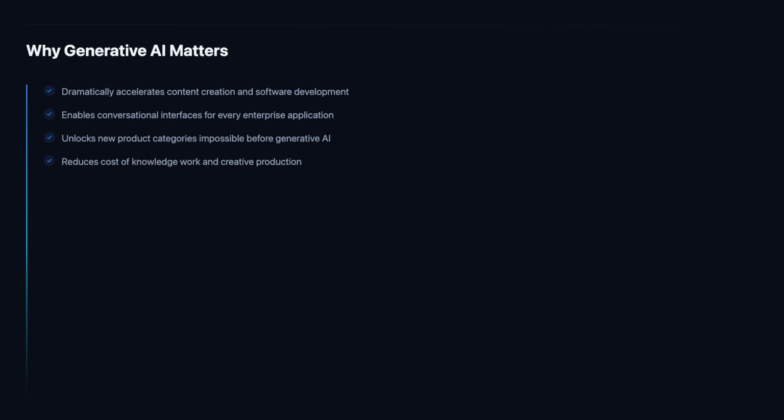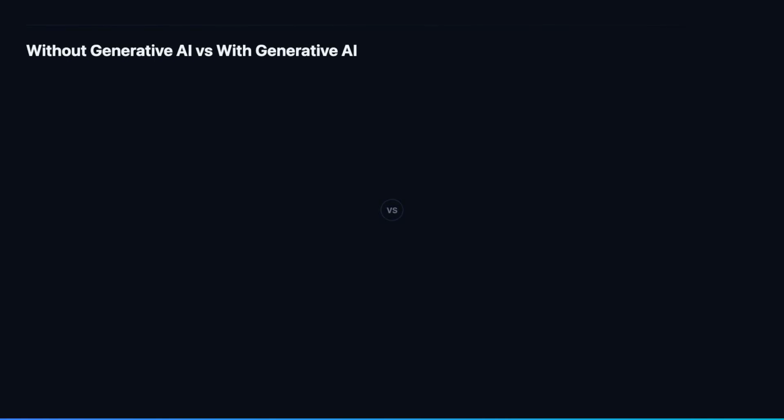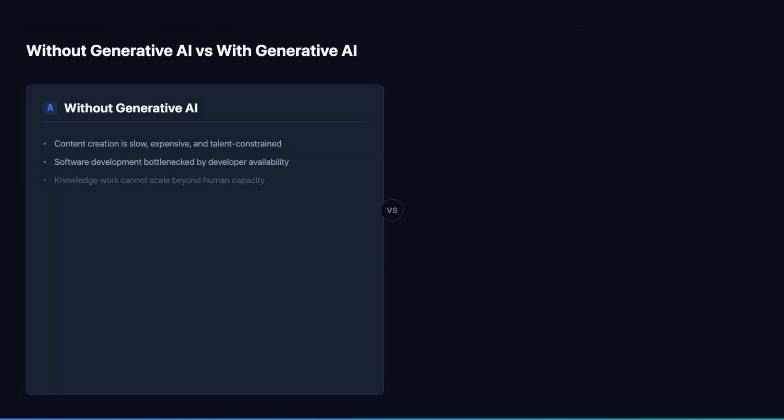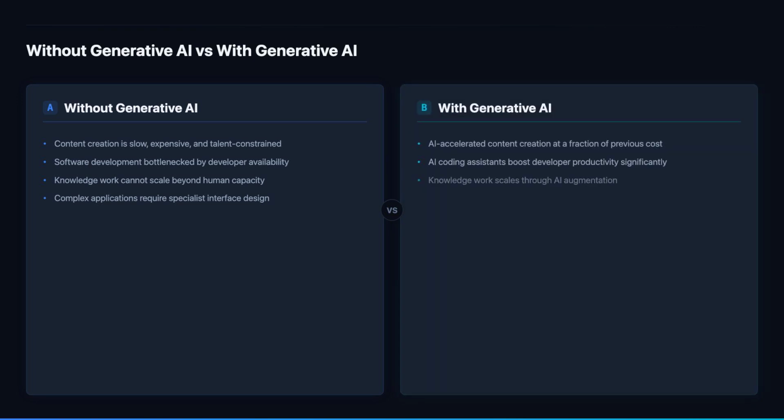The cost of producing a marketing campaign, software feature, or research report drops dramatically when AI handles the initial generation, allowing human effort to focus on refinement and judgment. Let us compare what happens without versus with generative AI. Without generative AI, organizations are limited by human throughput for content creation, software development, and knowledge work, making it difficult to scale without proportional headcount growth. With generative AI, organizations augment human capability with AI content creation, coding assistance, and conversational interfaces, achieving output growth that decouples from linear headcount scaling.